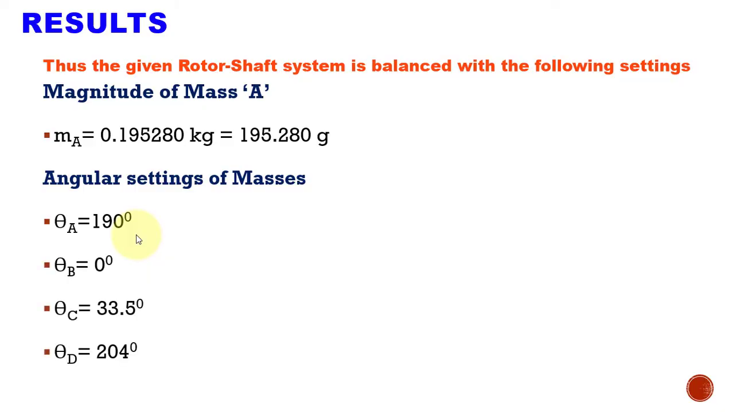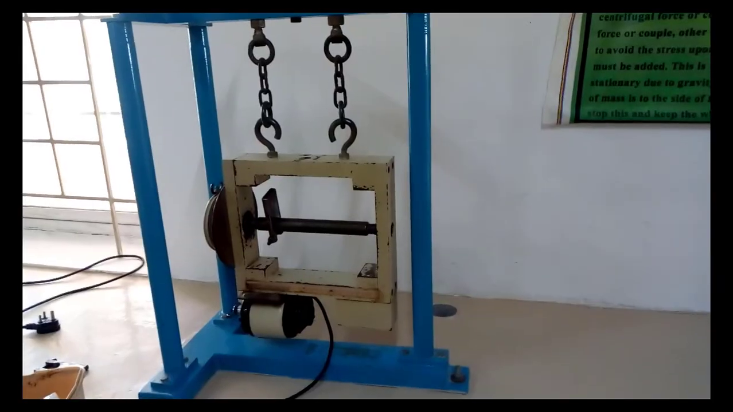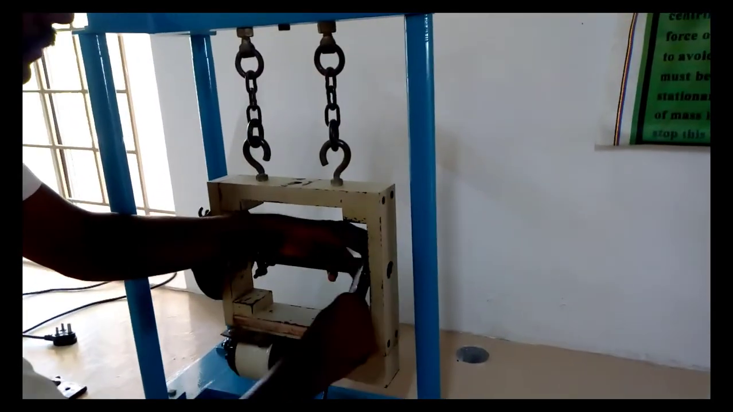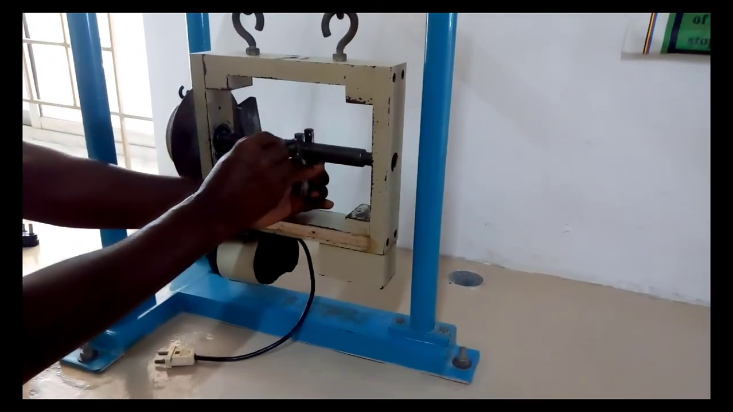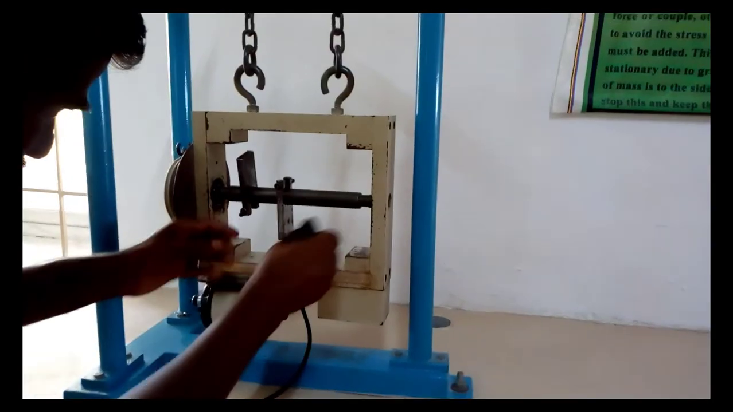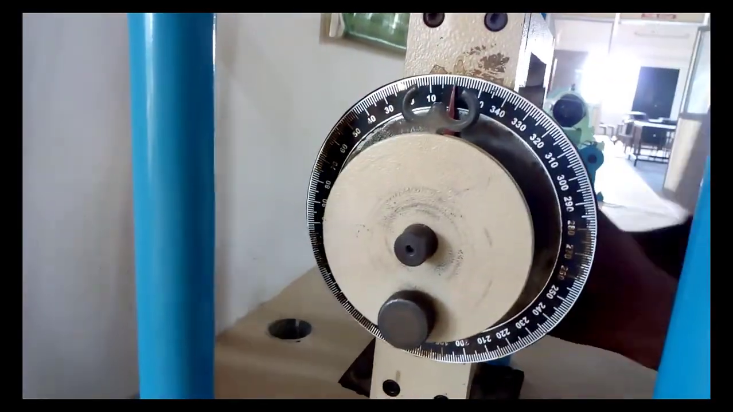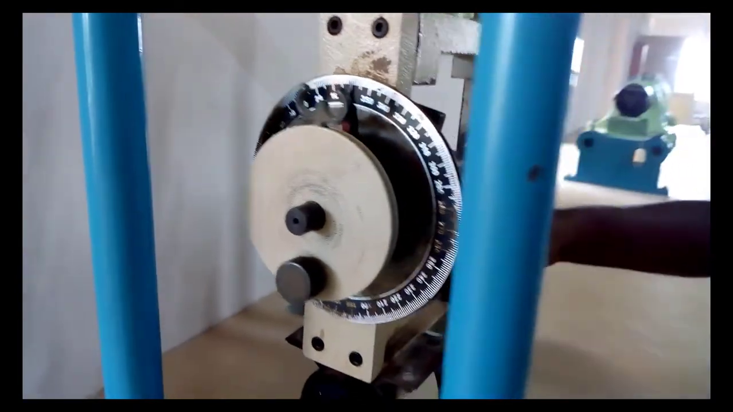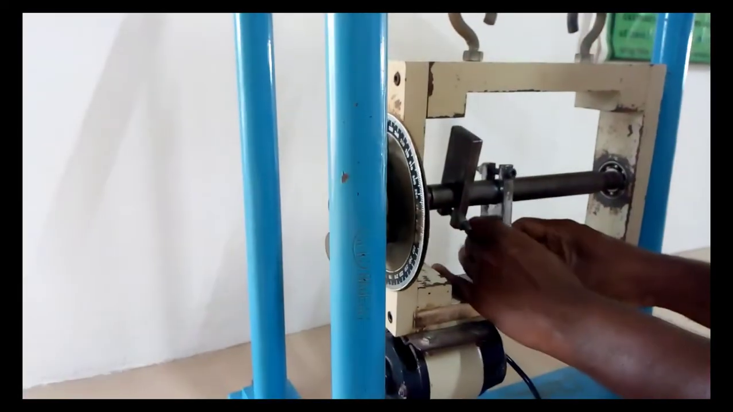Okay, and the angular settings of masses A, B, C, D, so that the shaft shall be in complete balance. Here you can see how these masses are aligned based on our calculation. One by one we have to add these masses to the shaft by taking the exact angular position using this scale. This angular settings arrangement will help us to position these masses exactly at the positions that we have calculated.